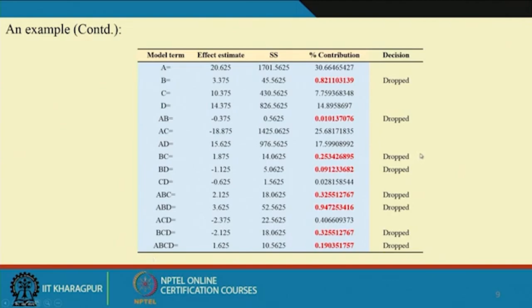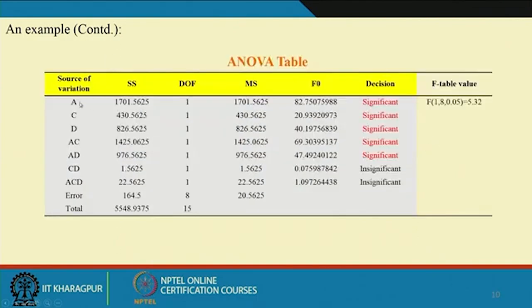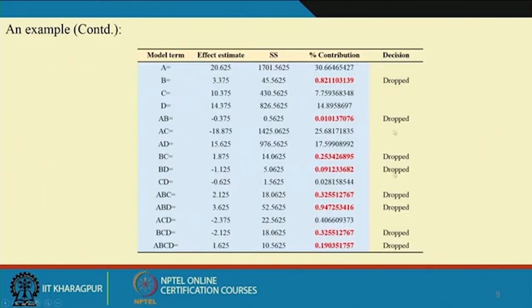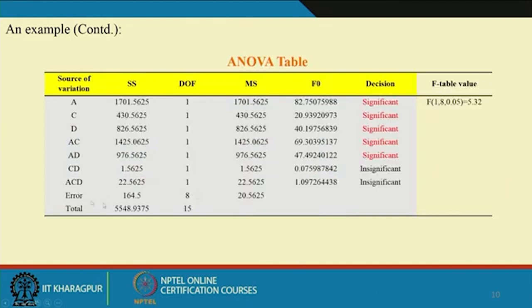So, then we have a new table where the sources of variation are A, C, B, D, AC, AD, CD and ACD. And the rest of the effects, the 8 effects that were dropped, basically comprise the error with 8 degrees of freedom. Okay. So, this is our final ANOVA table. Now, you are in a position to find out MS for everything, and also to estimate the F0, because the error MSE is also available with you. So, if I follow this, in the F0 values you find that A, C, D, AC, AD are significant and others are not significant. Okay. Now, you compute the tabulated value, and this is what you are getting.